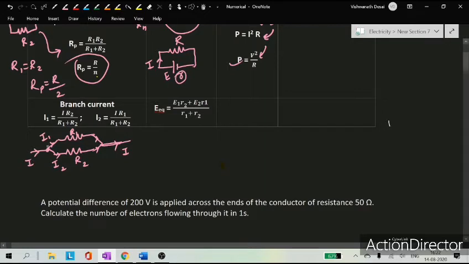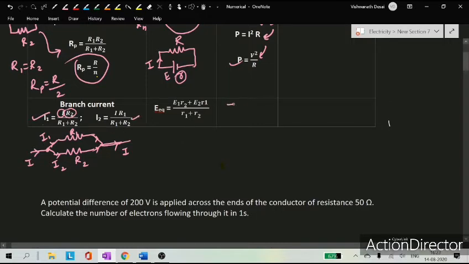But the value of I1 is given by this formula: I1 = main current × resistance of other branch divided by sum of all the resistances. Next, other branch current I2 = main current × resistance of other branch divided by sum of the resistances.